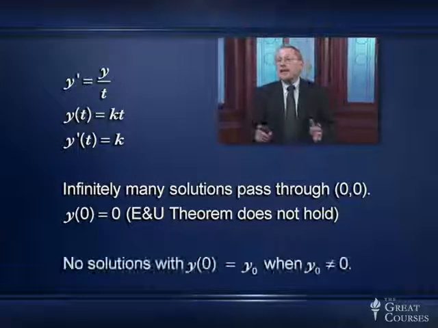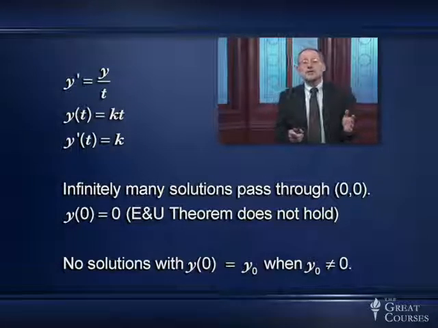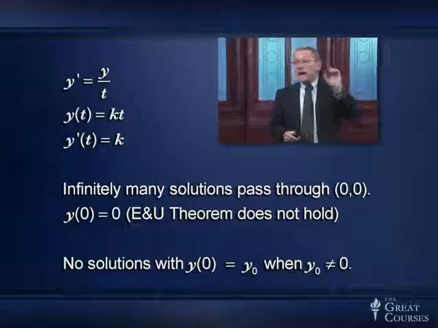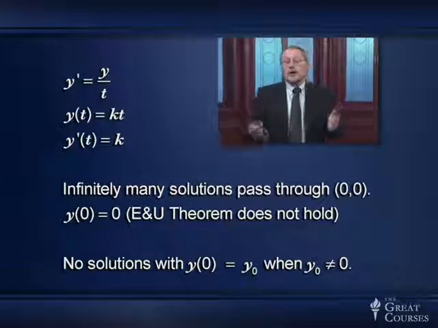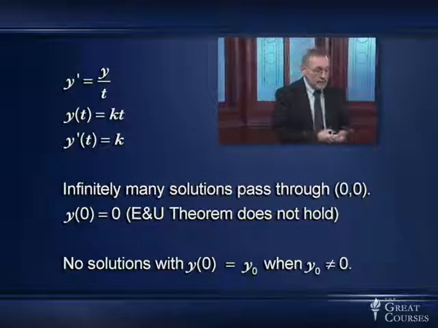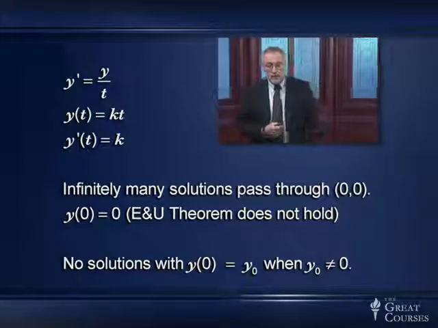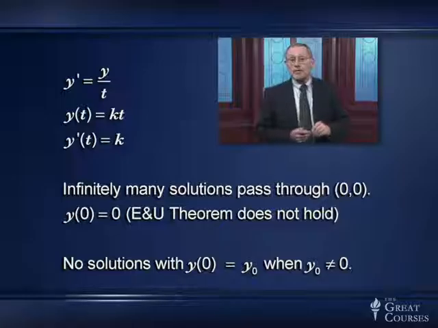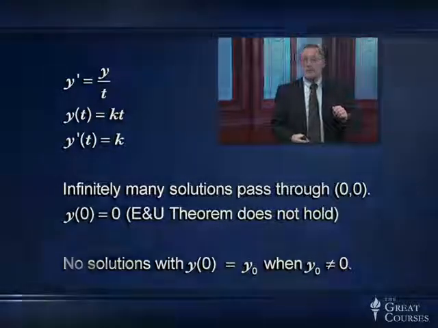And now there are no solutions whatsoever that satisfy y of 0 equals y0 when y0 is a non-zero number. So you have infinitely many solutions through 0 at time 0, but no solutions through any other point y0 at time 0. And something else is a little funny here.